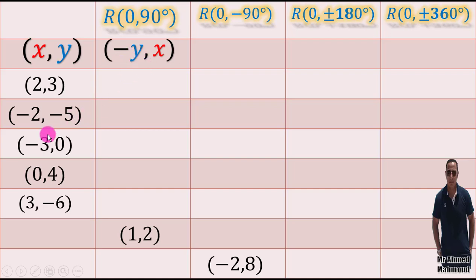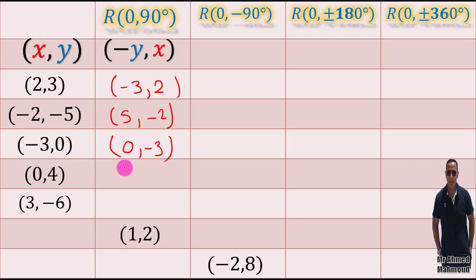So here this is x and this is y. I'm going to switch the numbers and change the sign of y. So it will be negative 3 and 2. And here I'm going to switch and change the sign of y, so it will be positive 5 and negative 2. And this point I'm going to switch them and change the sign of y, so it will be 0 and negative 3. This is 0 because 0 has no sign, positive or negative. So if we change the 0, it will also be 0 without change.